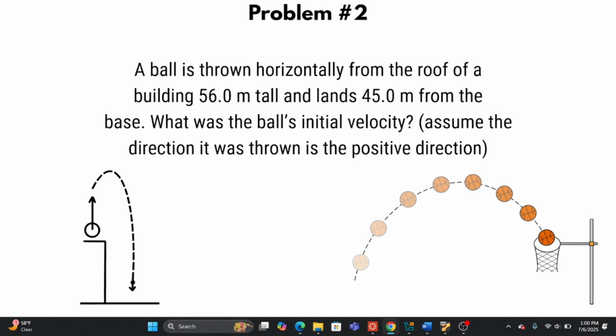So we'll go over another problem. A ball is thrown horizontally from the roof of a building 56 meters tall, and it lands 45 meters from the base. What was the ball's initial velocity? And we're going to assume that the direction it was thrown was the positive direction.